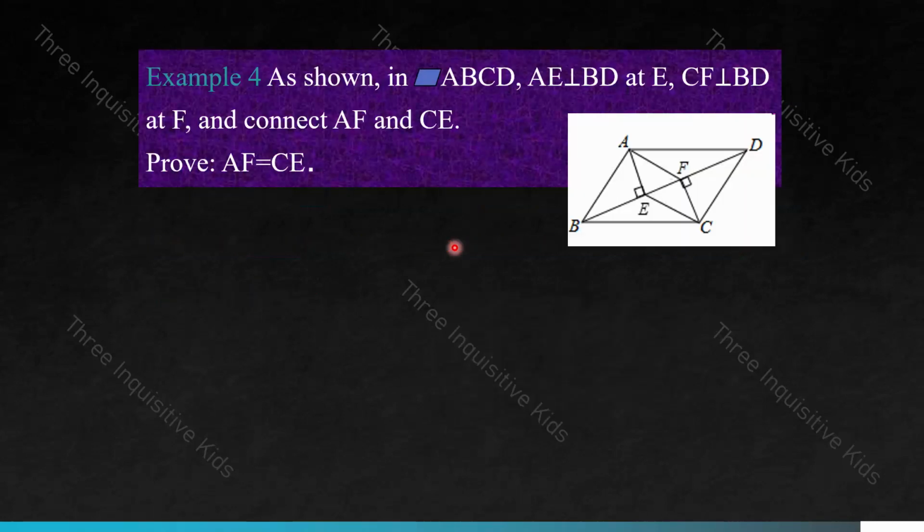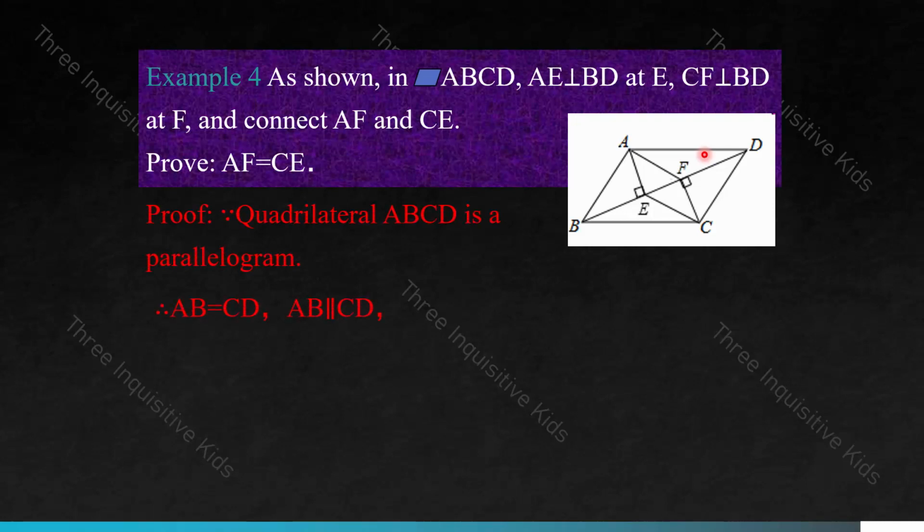As shown in parallelogram ABCD, AE is perpendicular to BD at E, and CF is perpendicular to BD at F. So we can connect AF and CE. Prove that AF is equal to CE. Well, because quadrilateral ABCD is a parallelogram, we know that AD is equal to CB and AB is equal to CD, the basic properties of a parallelogram. And angle ABE is equal to angle CDF.